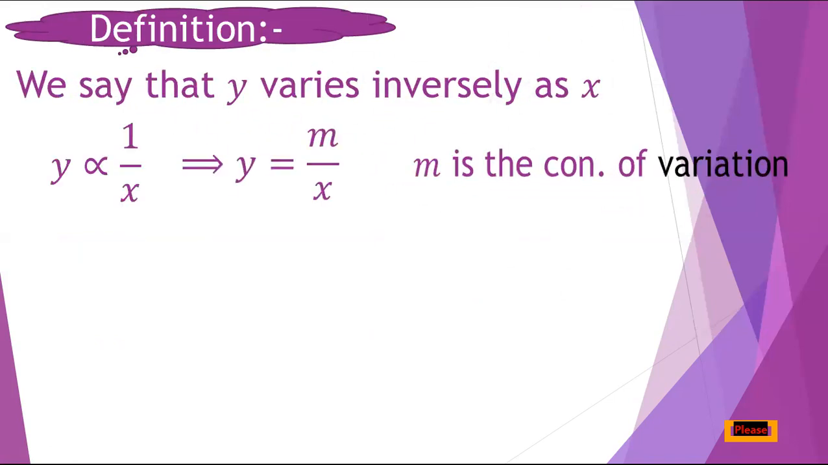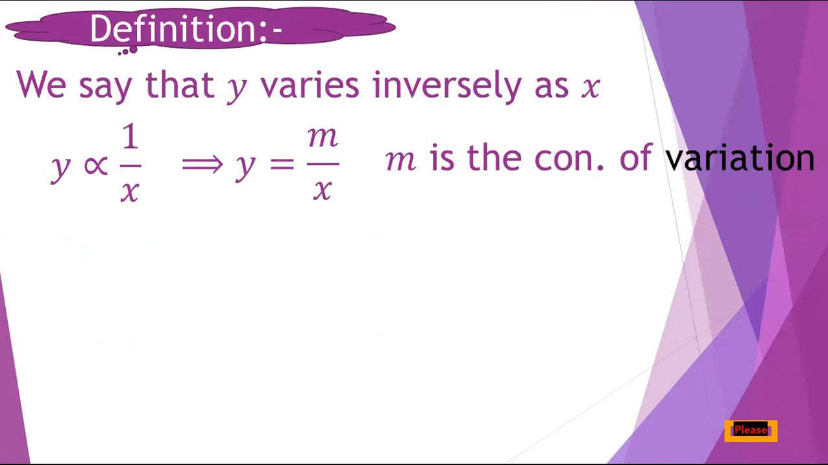We say that y varies inversely as x if y, the sign of varies, is inversely 1 over x. That's the difference between direct and inverse. We write y varies inversely as 1 over x, not x. If we write y varies as x, this is direct. But today, inshallah, inverse, we will write the sign 1 over x.